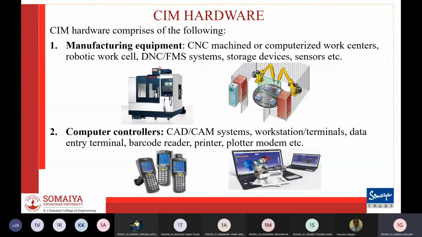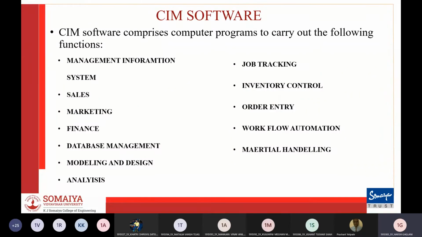The second part of the hardware comes under the computer controls, which is CAD and CAM, which is computer aided design and manufacturing systems, workstation, terminals, data entries, barcodes, and other things, which are used in general purposes and for distribution strategies. Now we will go to the software part.